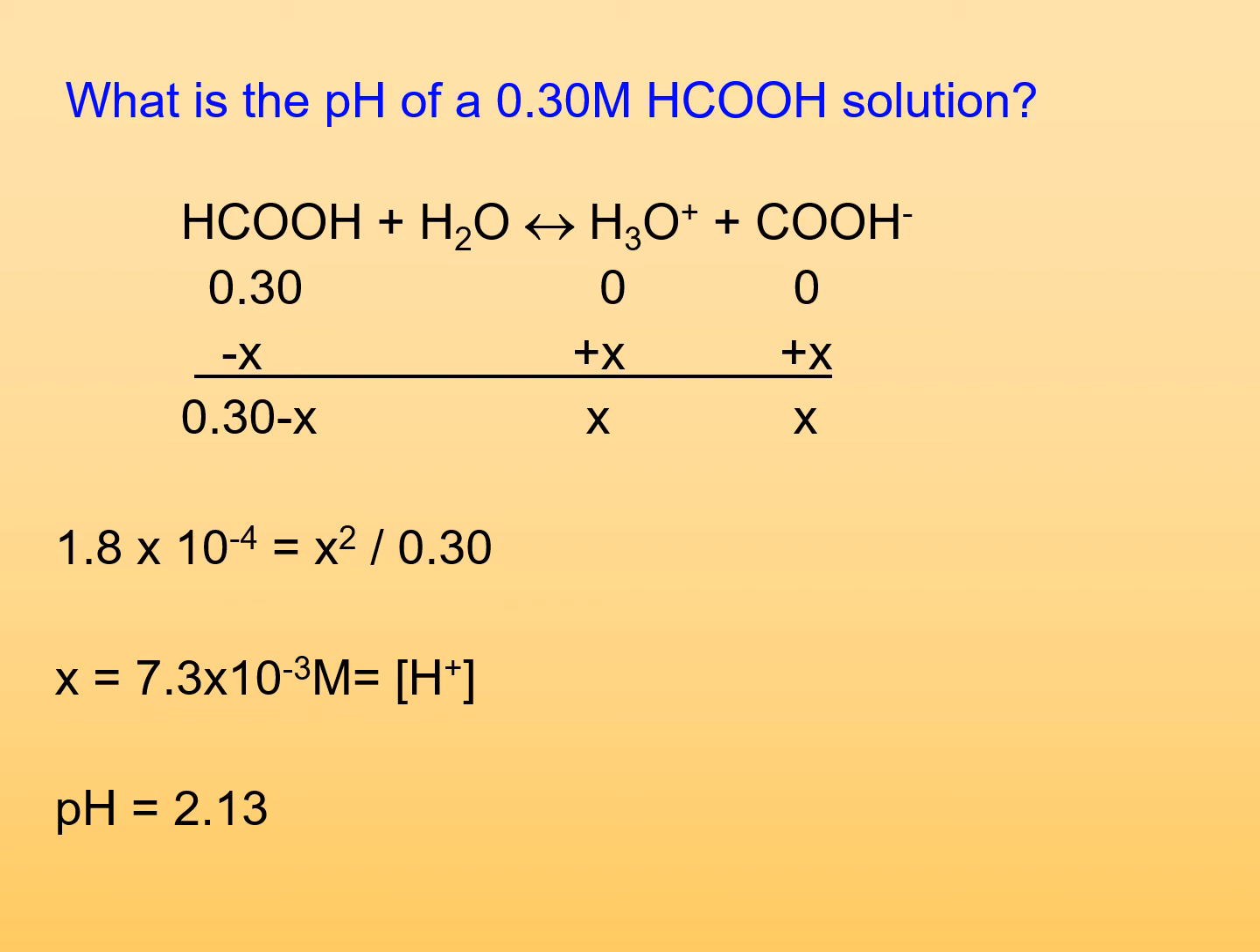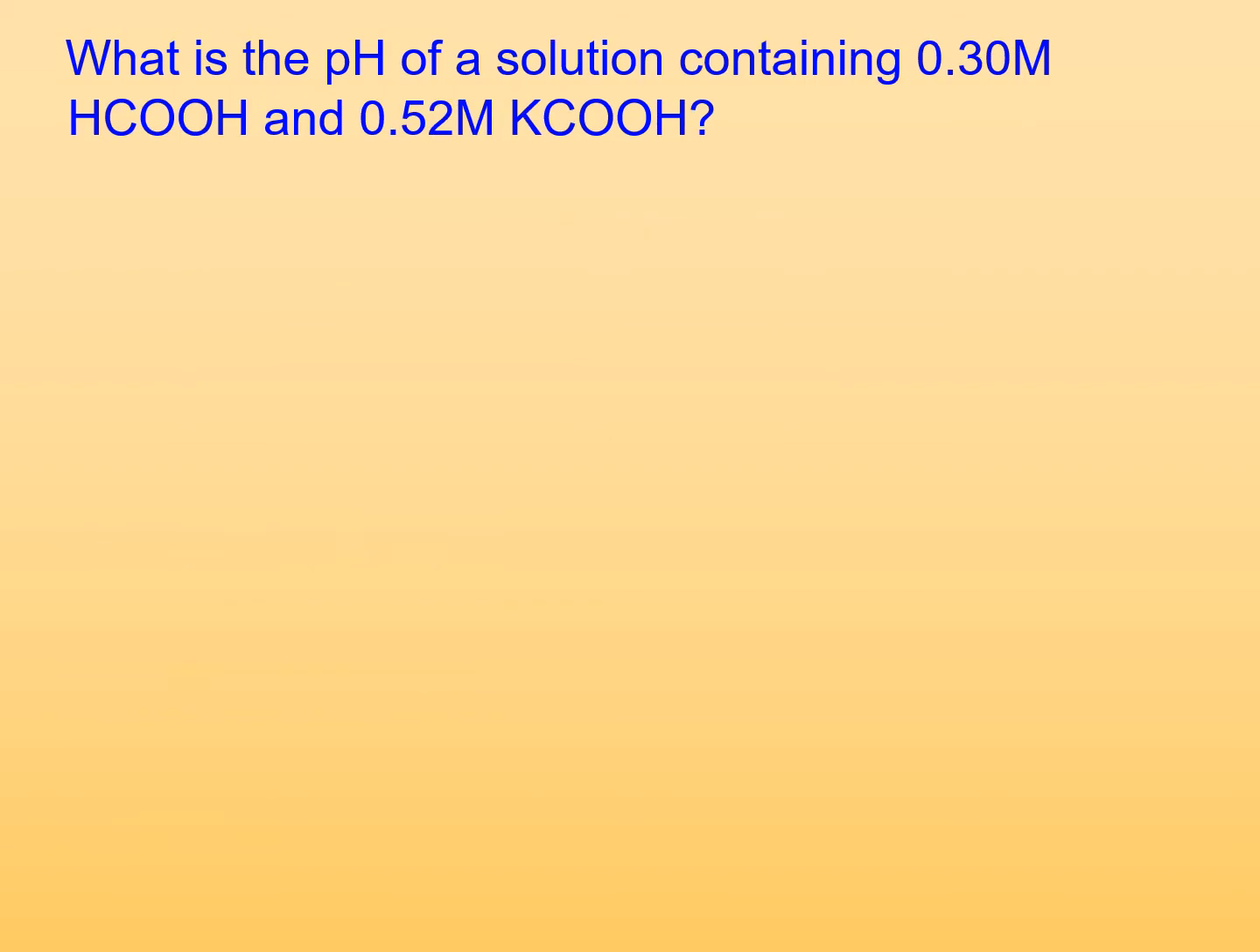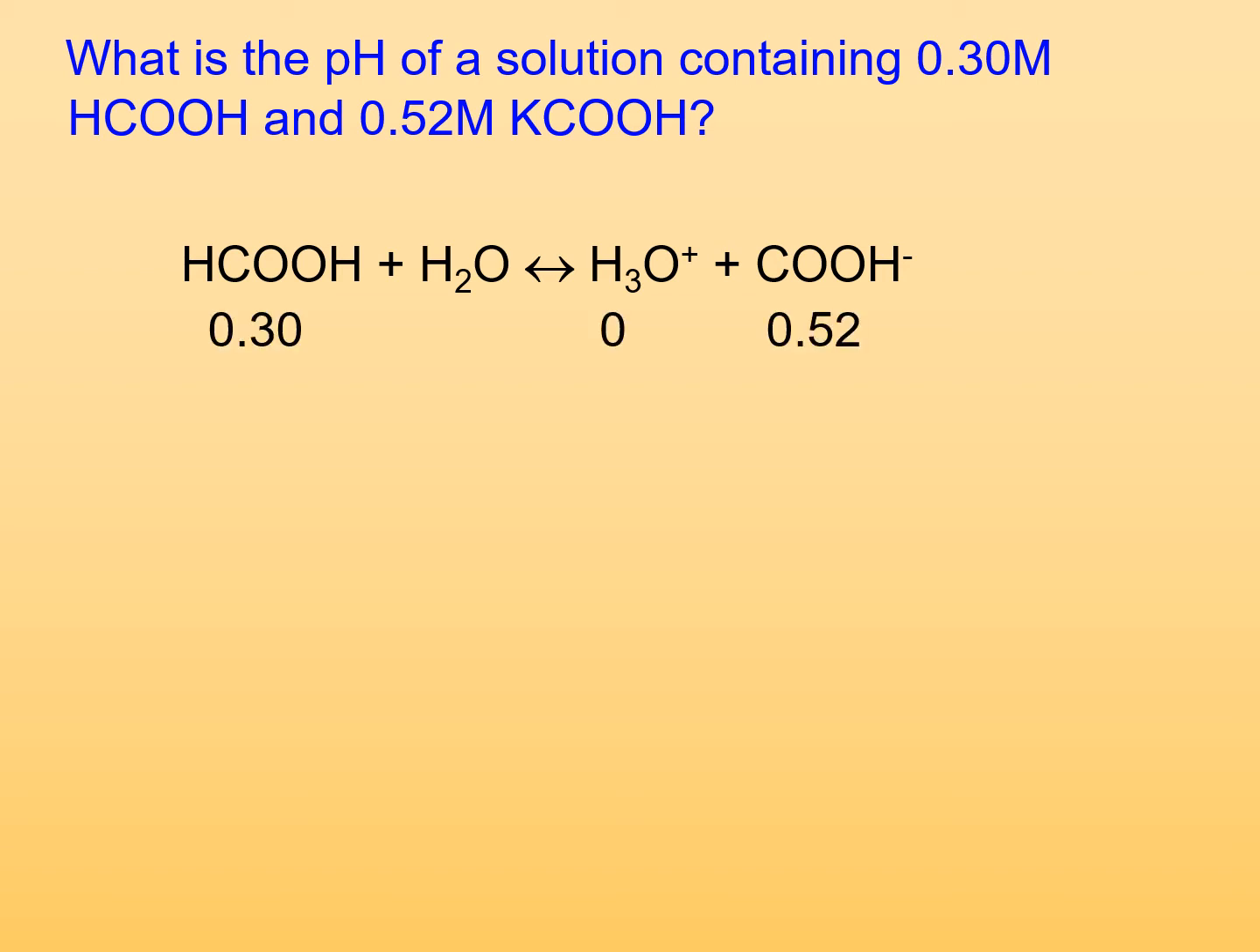Now, here's how this changes if it's in the solution with that common ion. So here we have the pH of the solution that contains 0.3 molar of our acid and 0.52 molar of the salt with the acid ion. We still have our same dissociation equation, but if you look at our initial amounts, we have 0.30 molar of the acid and 0.52 molar of the anion, but still none of the hydronium. We still have that 0 under hydronium, so we still have to add to our product side and subtract from our reactant side.